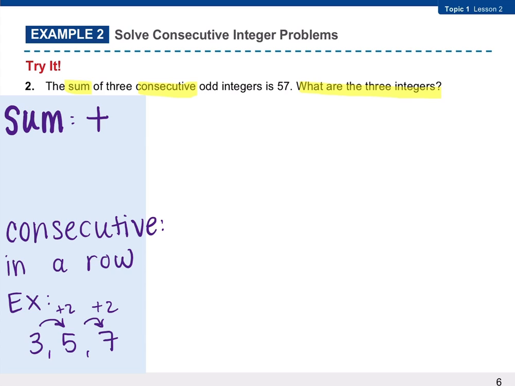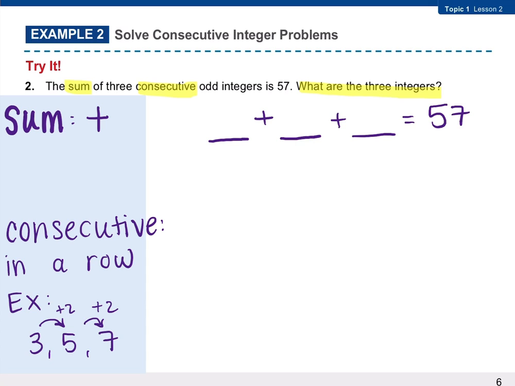But those don't add up to 57, right? So let's map out our problem. I have 3 numbers, and we're going to add them together because it said sum, and it's going to equal 57. And so I want to assign my variable, right? The question was, what are the 3 integers?